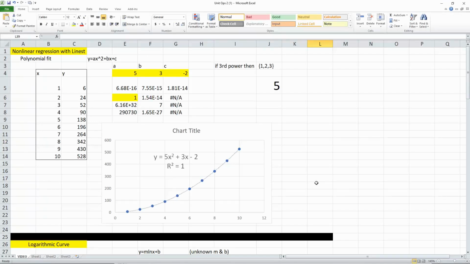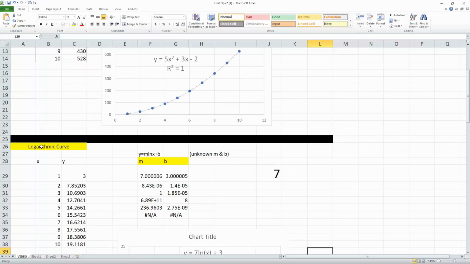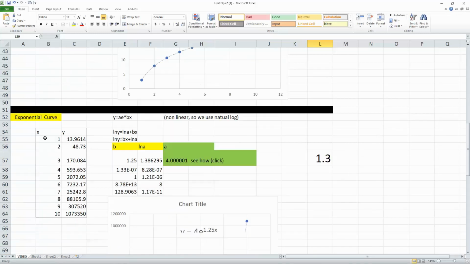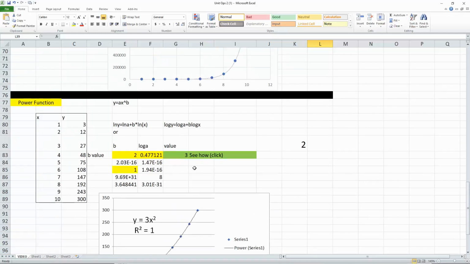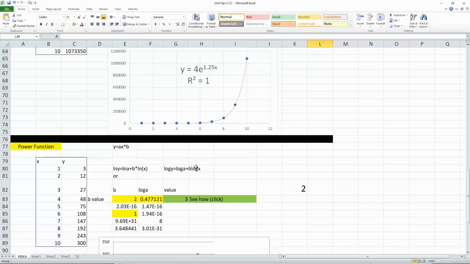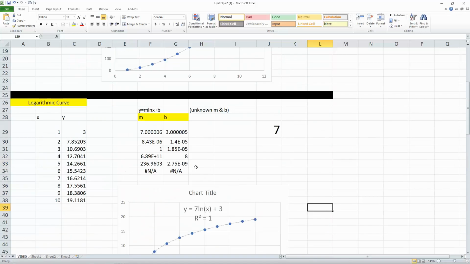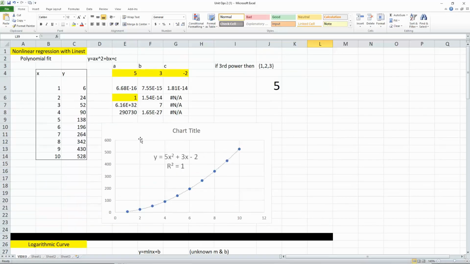Okay, in this video, this will be more of an advanced LINEST tutorial in Excel. In this video, we will be using LINEST for nonlinear regression: logarithmic curves, exponential curves, and power functions. I'm going to assume that you watched the first video where I went over a basic linear LINEST problem.